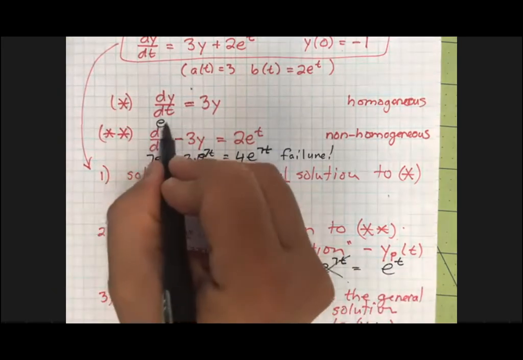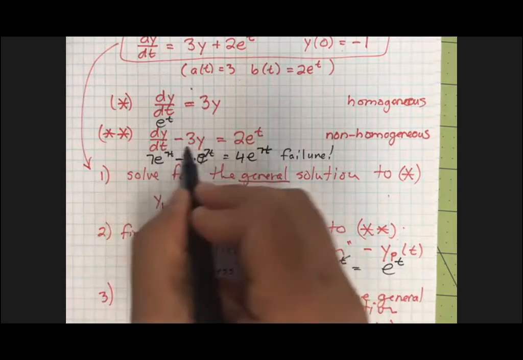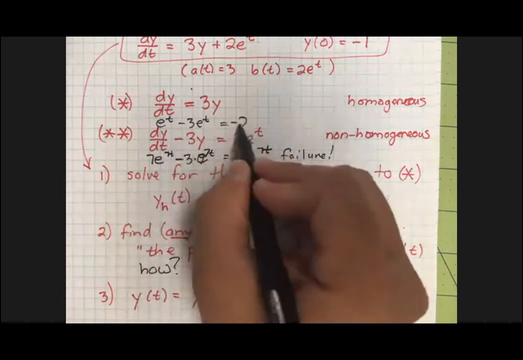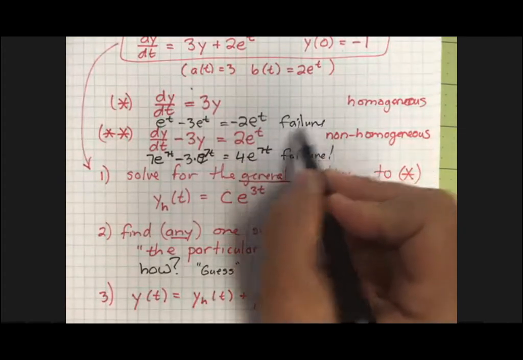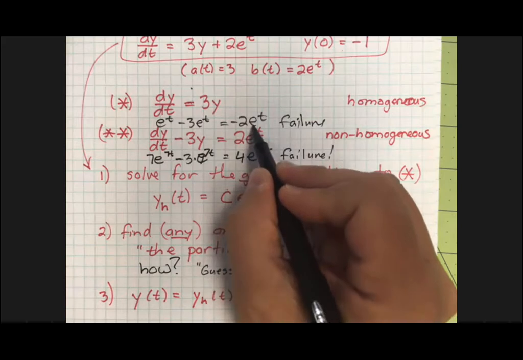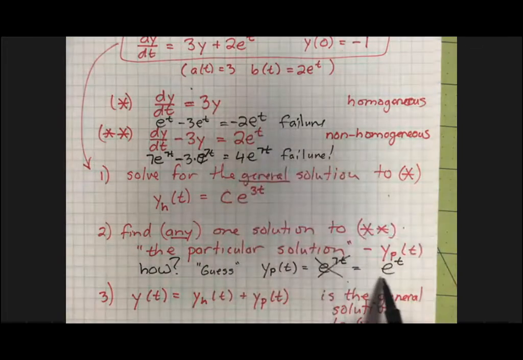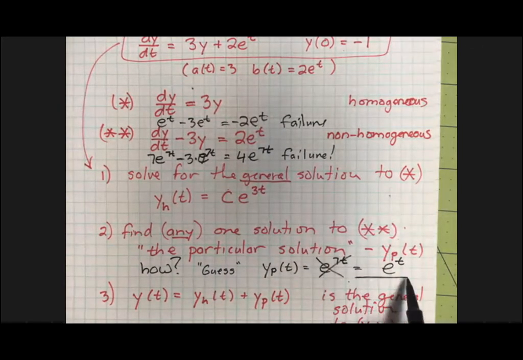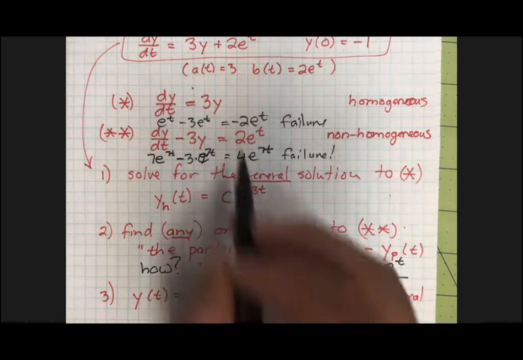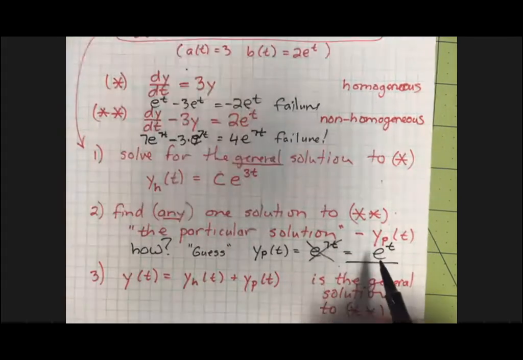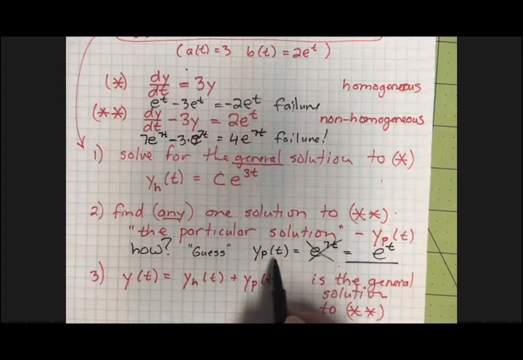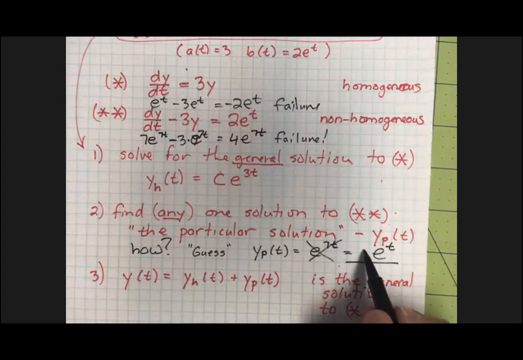Let's try that. The derivative of e^t is e^t, minus 3 e^t's. Now I have negative 2 e^t. Well, that is still failure, but it is closer. You know what the problem is? e^t is a good guess, but I only used 1 e^t. I think I used the wrong number of e^t's. So the proper way to guess is to say, I don't know how many e^t's I need, but I can find out.